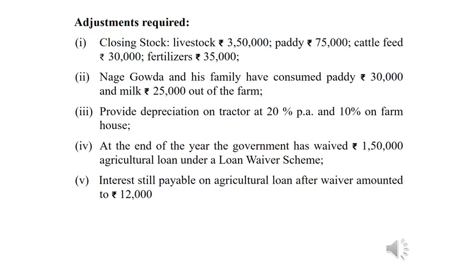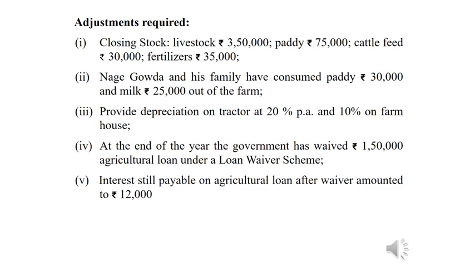But in this case we are clubbing both aspects, crop as well as livestock, and preparing trading and P&L account. If you are asked to prepare crop account separately, livestock account separately, you must be in a position to separate, in a position to apportion some expenses between crop and livestock, or if there are 3 or more departments, you have to have an idea how to apportion combined expenses between different departments.